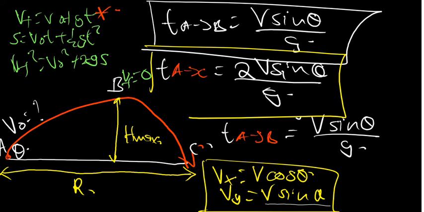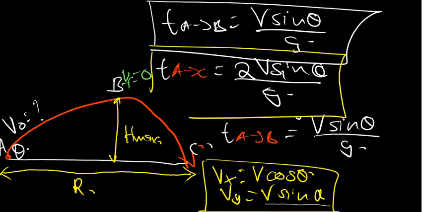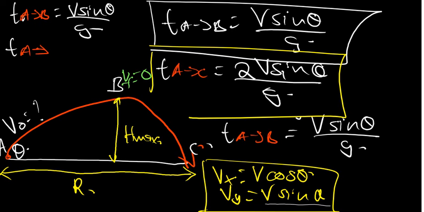Okay, so now let me just put these formulas here. We are saying that the time from A all the way to B is going to be equal to V sin theta divided by G. Then the time it takes from A all the way to C, this is the same as they're going to be asking you the time the ball was in air. So this is going to be equal to 2, we need just to do times 2 this formula, V sin theta everything divided by G.